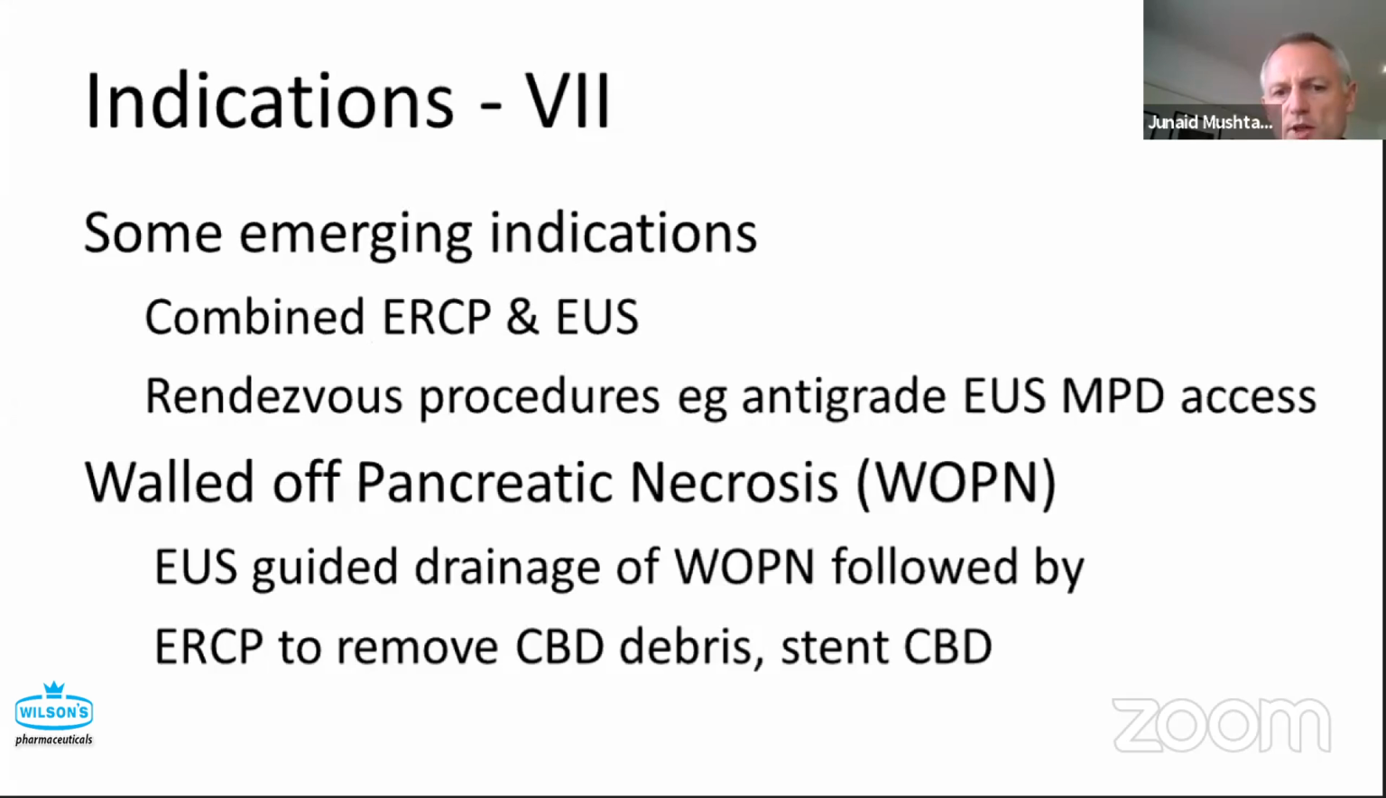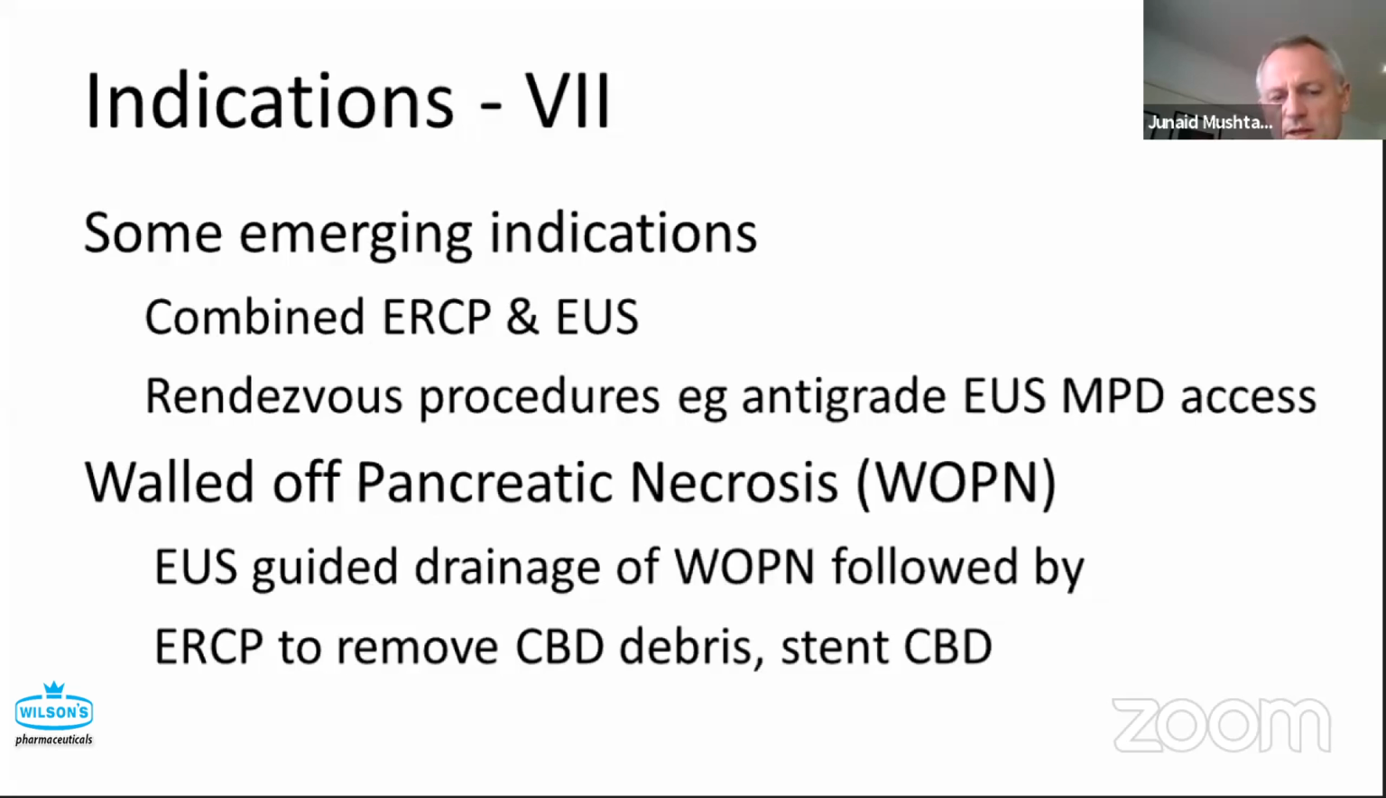There are some emerging indications, for example, combining ERCP with endoscopic ultrasound, or rendezvous procedures for previous failed ERCP, for example, antegrade EUS access into the main pancreatic duct, railroading wires across it into the duodenum, and then picking up these wires with an ERCP scope and then continuing your ERCP.